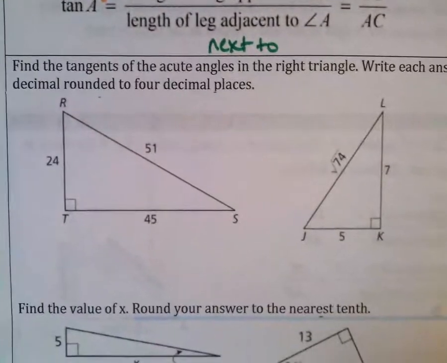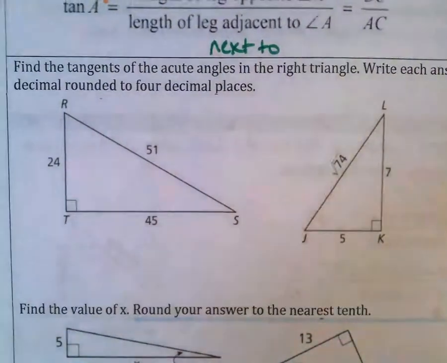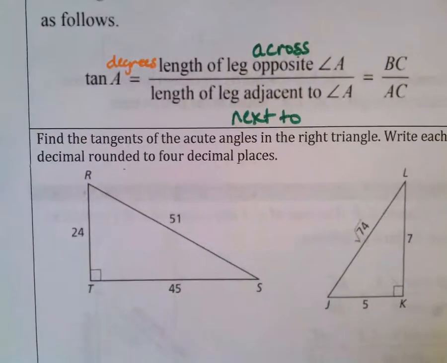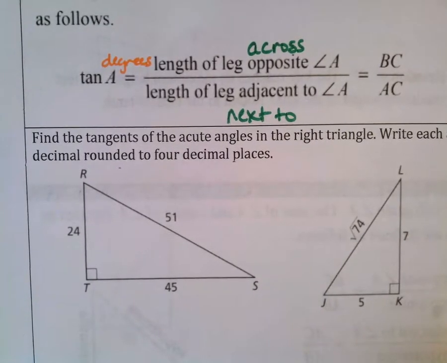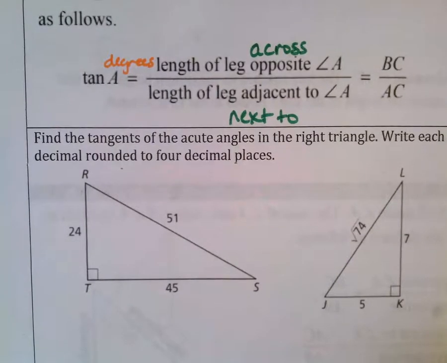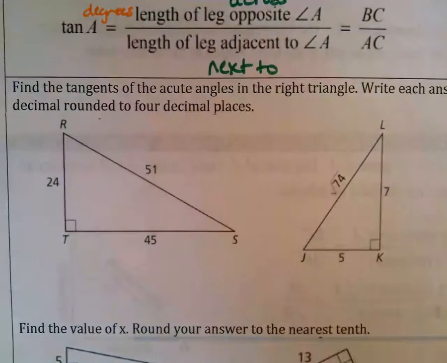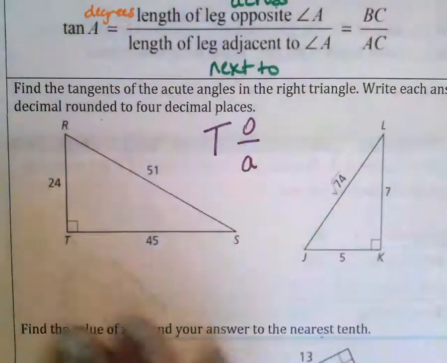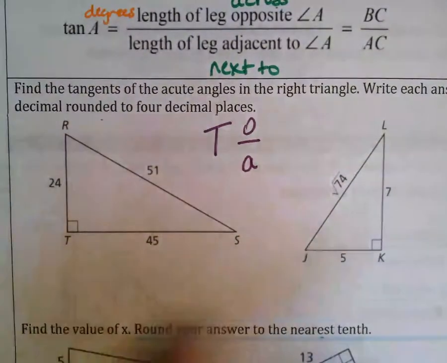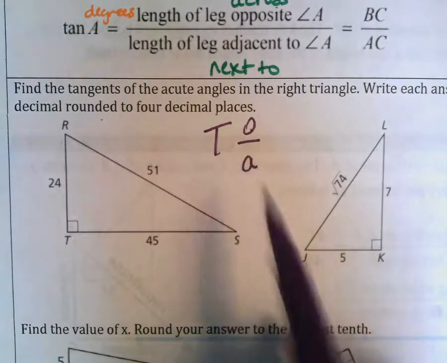So I'm going to find the tangents of this. And when I say find the tangents, I'm actually going to round this to 4 decimal places. You don't have this, so you can't read the directions. It says find the tangents of the acute angles in the right triangle. Write each answer as a fraction and as a decimal rounded to 4 places. So I want to find the tangents of these angles. So tangent is opposite over adjacent. I'm going to put all these together eventually. Okay, it's just SOHCAHTOA. And when I do it, you'll be like, oh, that's what she meant.